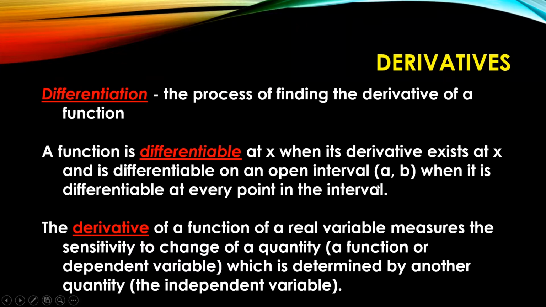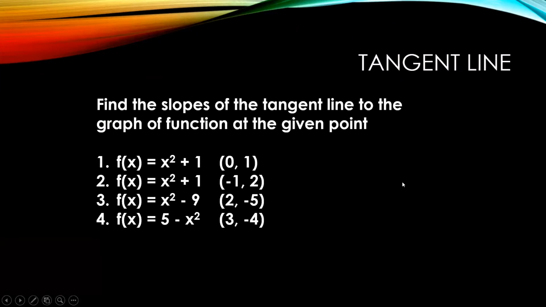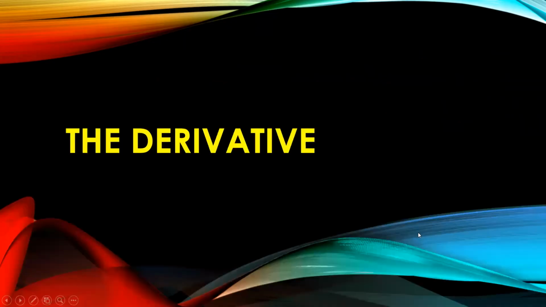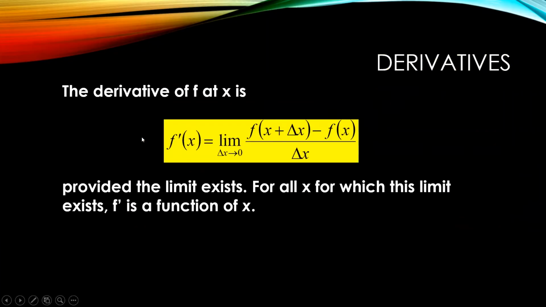Kaya nga, di ba, yung derivatives nyo, ratio siya. So parang, for example, this one, change of y with respect to the changes in x. So you're basically measuring the changes with respect to one another. So, as I said earlier, you've been seeing this form. And then, the limit, as delta x approaches 0, sinabi natin, hindi ba slope yan? Yes, that's the slope. And that is also the derivative. So the derivative of f at x is defined by this formula, provided that the limit exists. For all x for which this limit exists, f prime is a function of x.